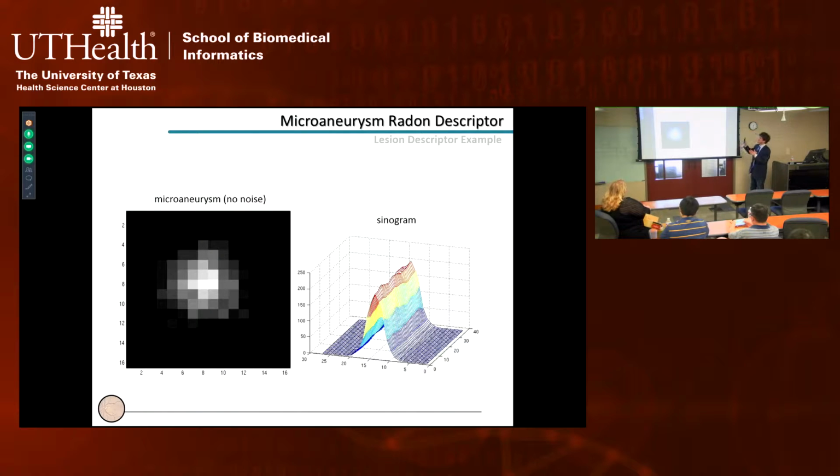So, this is a model of a microaneurysm. It looks pretty much like a Gaussian, with no noise. And this is the representation in the Radon space. So what is the Radon space?